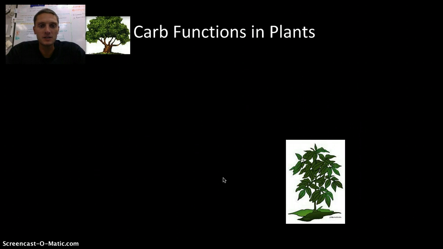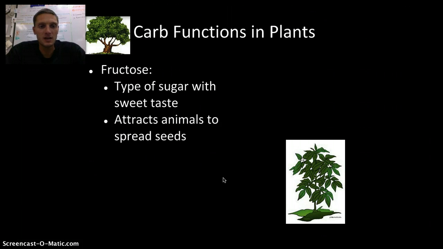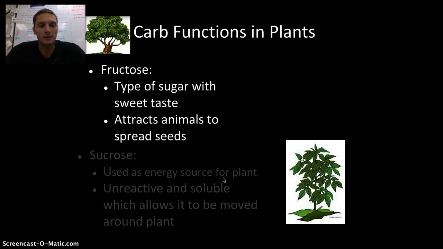Some carbohydrate functions in plants, starting with a monosaccharide. Fructose is a type of sugar that has a very nice sweet taste. And so by some plants producing berries or fruit that has a sweet taste, it attracts animals. Animals eat those seeds, and then they migrate or move somewhere else. They release those seeds, which allow the plant to spread. It's one of the natural adaptations that the plant and animal have adapted together.